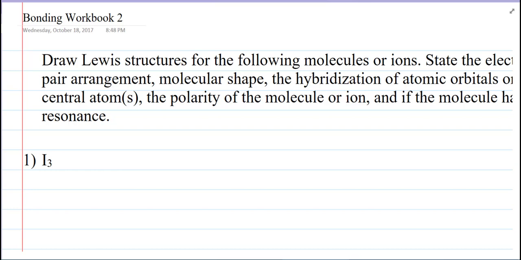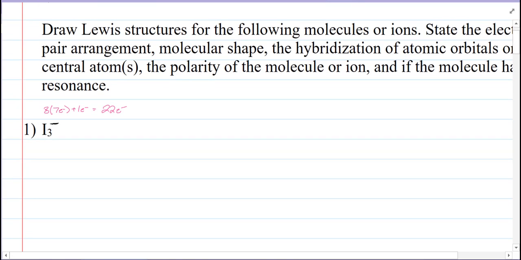First up is I3, and it should be I3 minus. It's triiodide. So the electron count for I3 minus, we have 3 times 7 electrons plus the 1 electron, 22 total. How is I3 laid out? Well, a couple ways to try. Let's try a straight line.